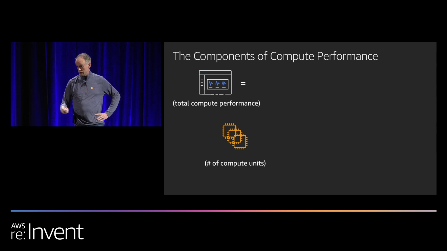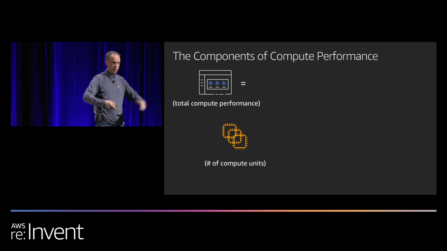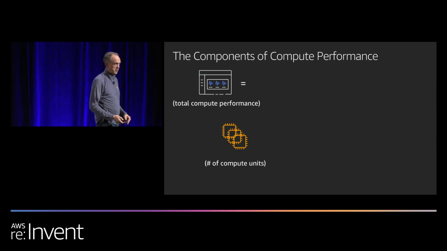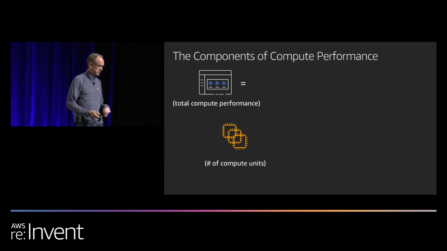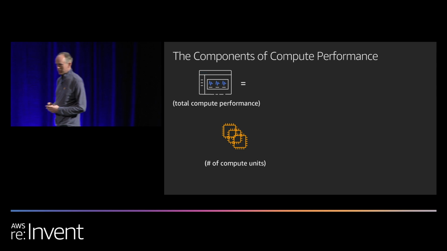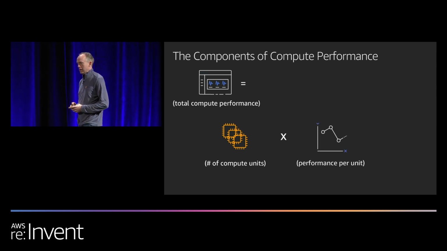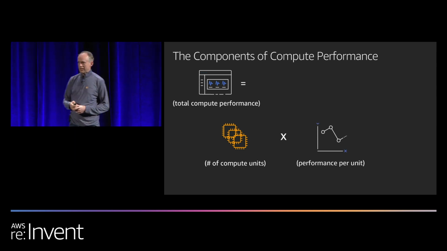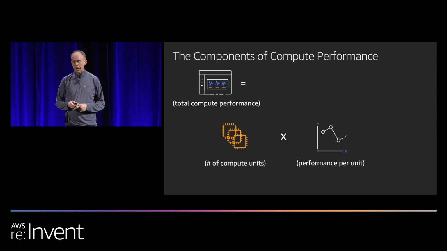One is a familiar one, the number of compute units, right? Like if I double the number of instances that's backing my website, then generally speaking, I can double the number of requests per second that my website can process. It doesn't always work exactly that way, but at a high level, that's how you can think about it. And likewise, the performance that I get depends on how well each of those individual compute units performs.